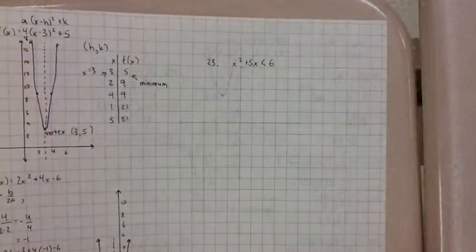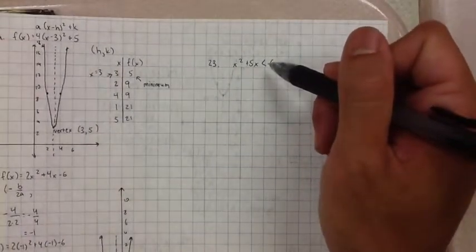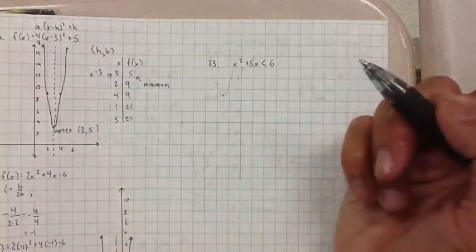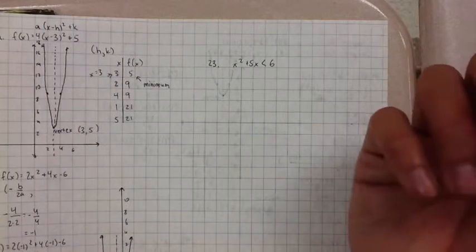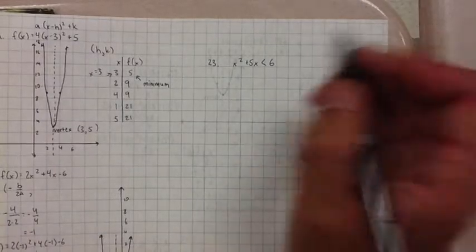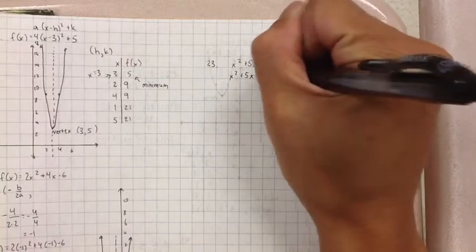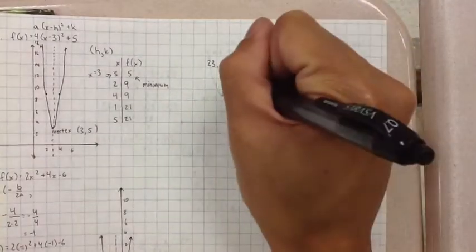Number 23, x squared plus 5x is less than 6. This is the third type of inequality. So we just have a quadratic equation instead of a polynomial like the ones with the x cubes, or the rational ones like x plus 3 over x minus 5, like the one that we did before. This one, we again want to get this equal to 0. So I'm going to subtract 6. It's less than 0, but I can also say it's equal to 0. That's really what I'm looking for.